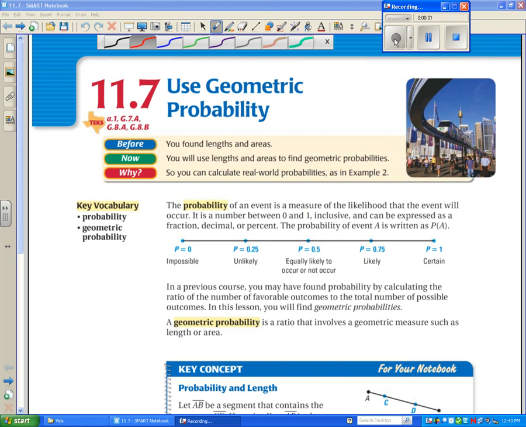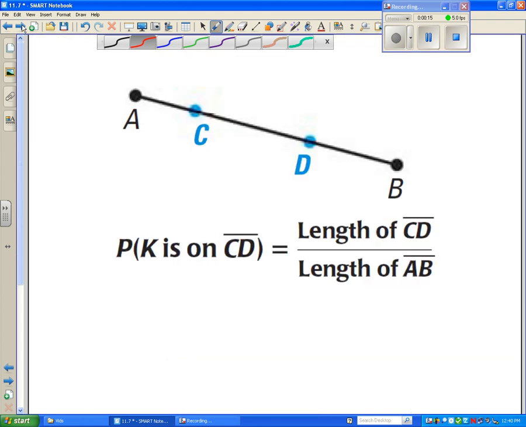Alright, geometric probability 11.7. Remember that probability is the likelihood. It's a measure of likelihood. This is a little bit subjective, but we're doing geometric, which is talking about the way that we approach things geometrically in probability.